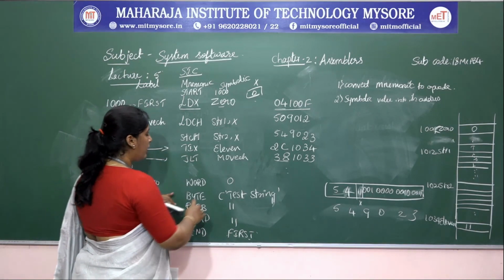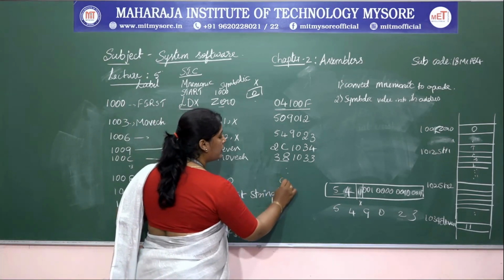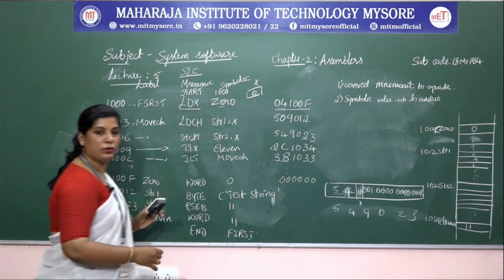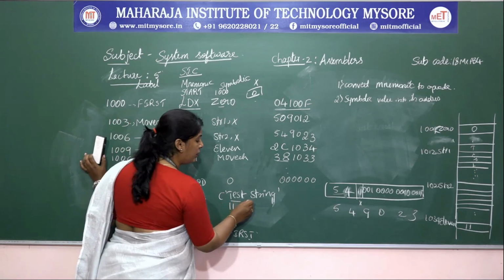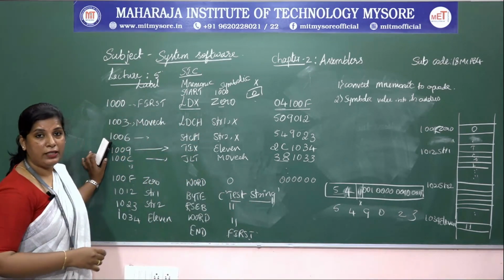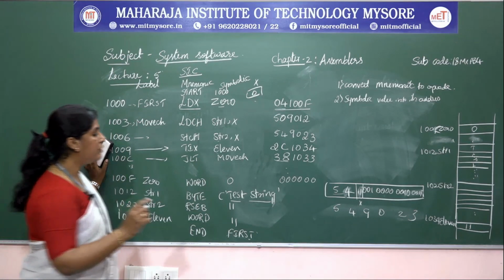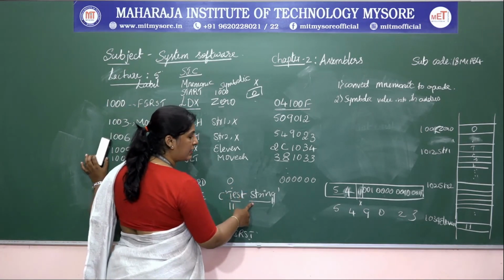So for the remaining things, we just have to convert them, equivalent to constants. What is the word? It is 0. We just have to convert it to 6 hexadecimal digits like that, 0, 0, 0. Right. After that, what is the next string? It is the test string. There are 11 characters, and each character requires 1 byte. So for every character, we have to represent its ASCII value here.